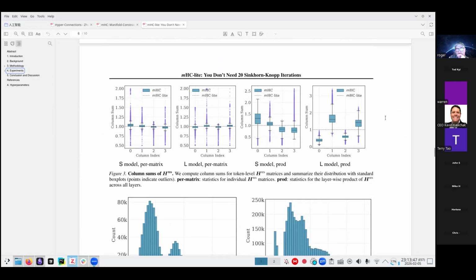And another advantage they mention is that you don't need to write customized kernels because it's just a simple sum of matrices. Right. That makes sense. Yeah, I think that's all the stuff from the papers.